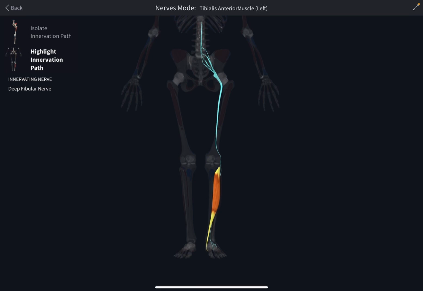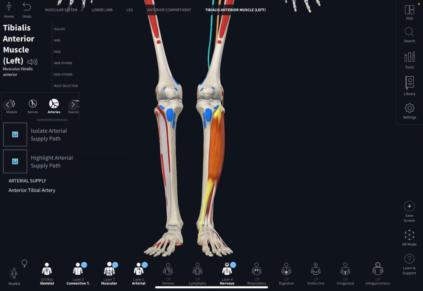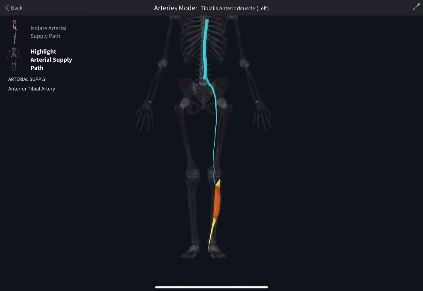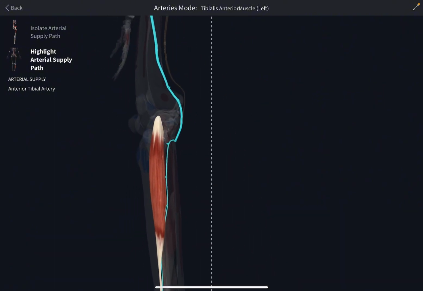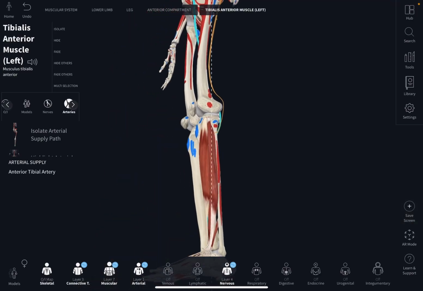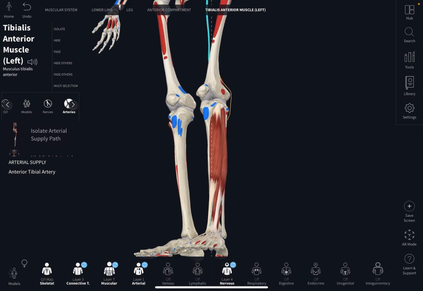So once again, the tibialis anterior muscle is innervated by the deep fibular nerve and is a branch of the common fibular nerve. And this is going to run anteriorly with the anterior tibial artery. And that's going to supply blood to all the anterior muscles. And the anterior tibial artery is a branch of the popliteal artery, and it passes through the interosseous membrane and descends with the deep fibular nerve.